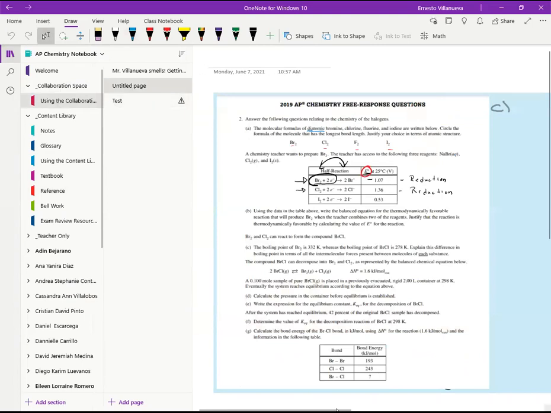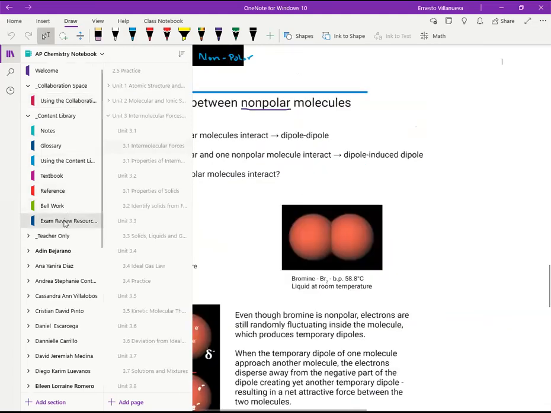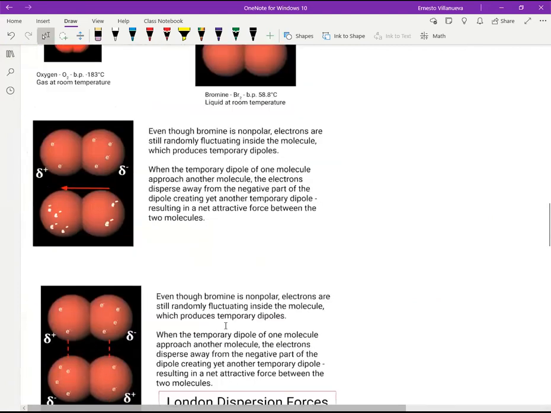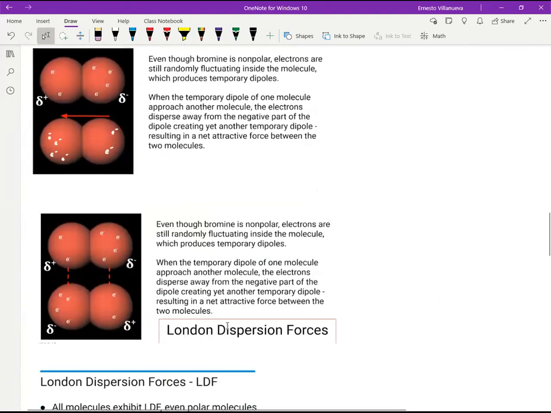Okay, so here we have these two compounds. Let me see here. All right, so these are the types of forces that we're going to see, okay?